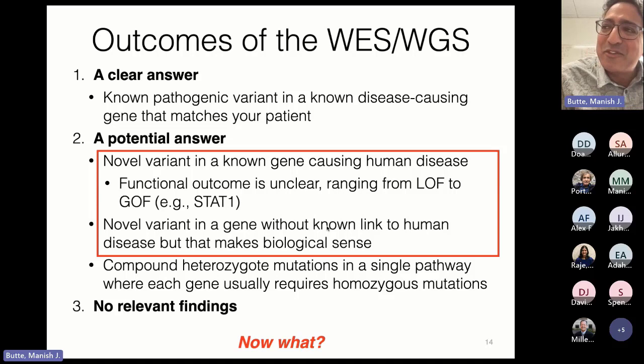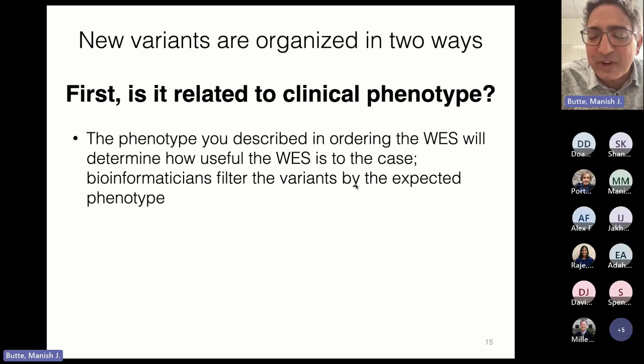But if you found a patient with a SCID phenotype and who has a novel variant in a gene without a known link, IL-7, you'd say, oh my gosh, this makes total biological sense. It's the cytokine for the receptor. This is going to be the cause of the SCID. For now, these are variants of unknown significance and we need to work them up. So how are you going to work up these new variants? First of all, and most importantly, when you get back a genome, exome, or gene panel report, ask, is this variant possibly related to the phenotype?